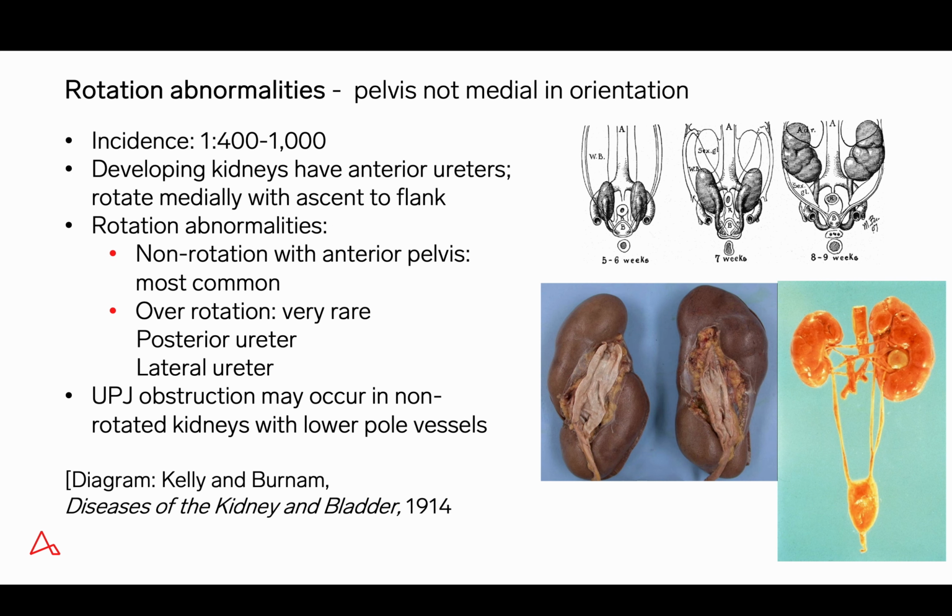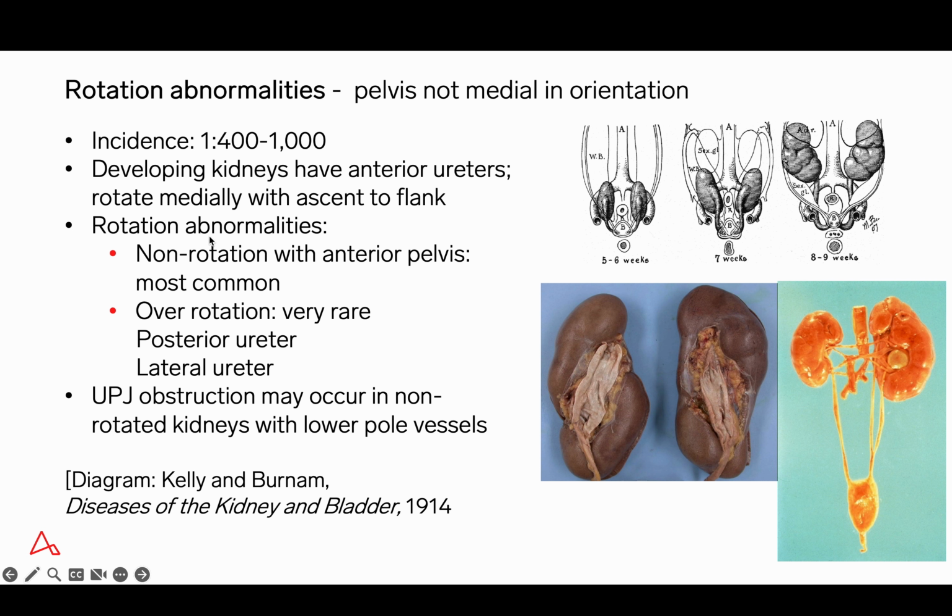Beginning with rotation abnormalities, the definition is simply that the renal pelvis is not medial in orientation. When the kidneys initially developed, as shown in this diagram on the right, while they're down deep in the pelvis, their ureters are anterior. With growth of the fetus, the kidneys gradually migrate into the flank position and rotate to a medial orientation.